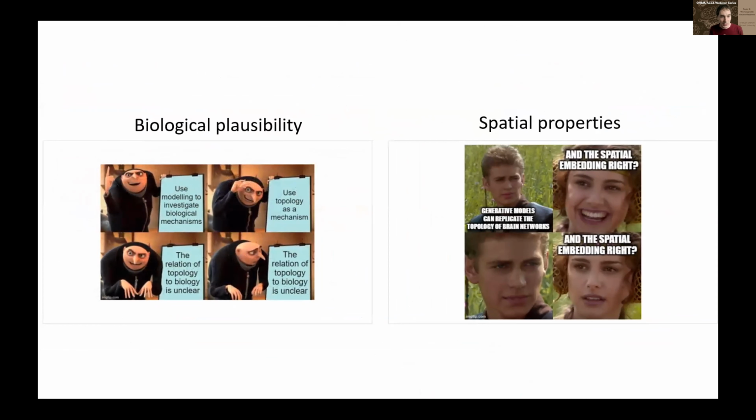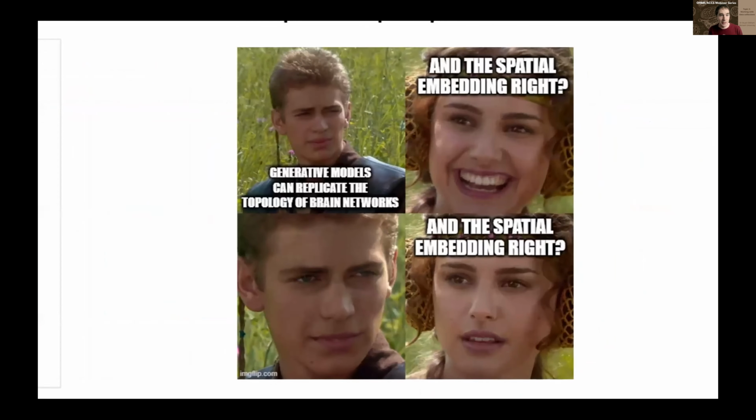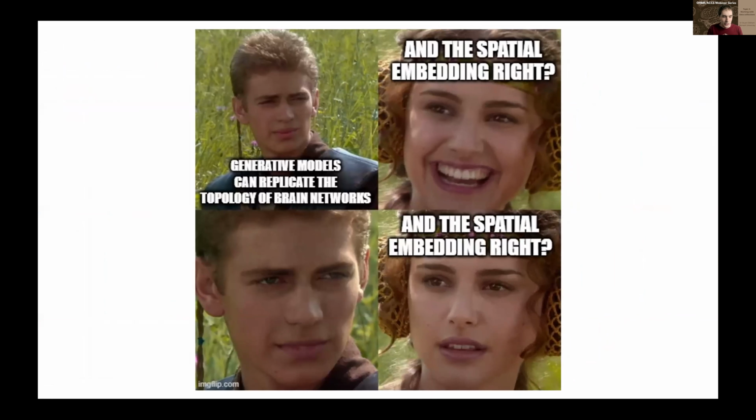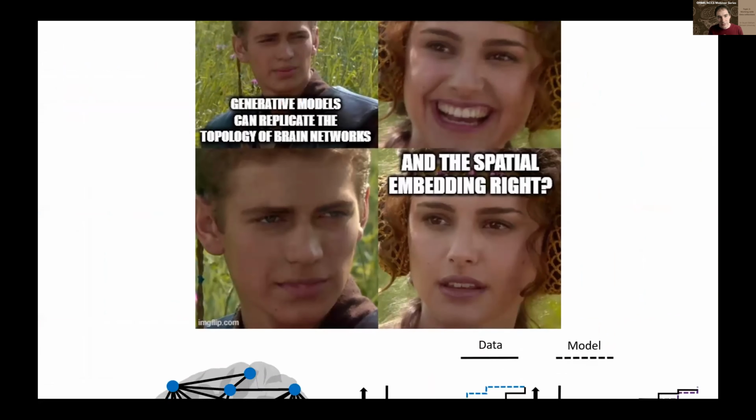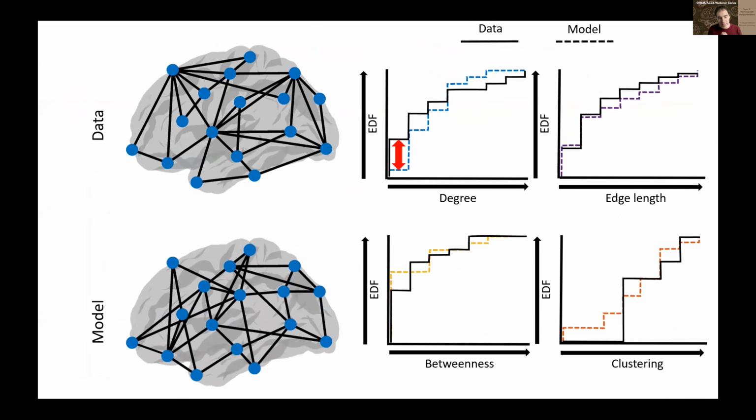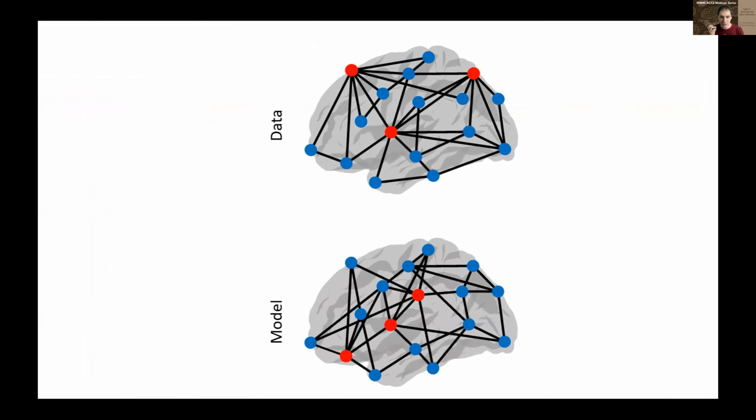Finally, the next thing we wanted to investigate was this idea of spatial properties. So I've currently described that the way we test our data is we look at how well it replicates these statistical distributions of topological features. But the brain is more than these distributions. Topology has a distinct spatial embedding.